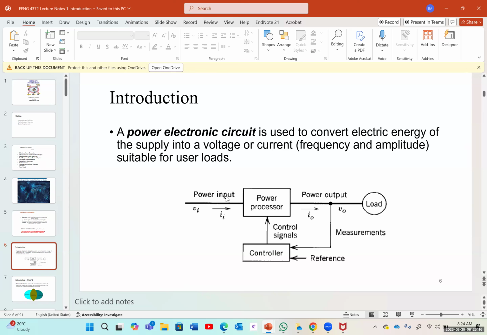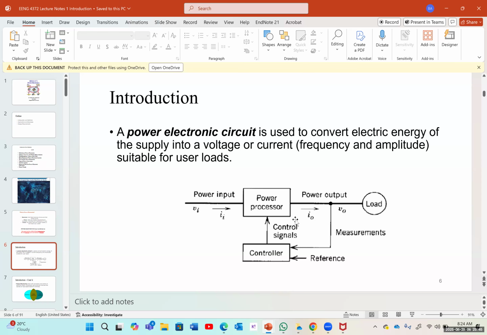This is a schematic of a power electronic system. We have the power input. Power input could be a generator, a few hundred volts to a few thousand volts. We have a power processor. That could be a converter. It could be a DC to DC or AC to DC converter. Then we have a power output, which goes to the load.